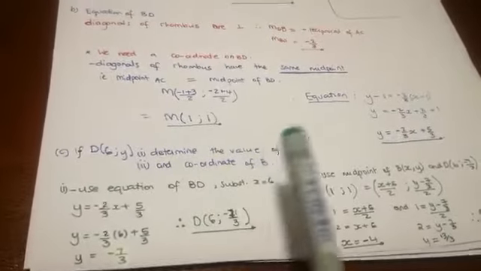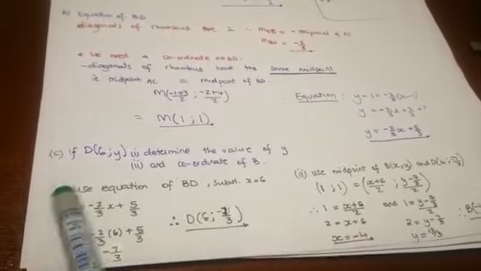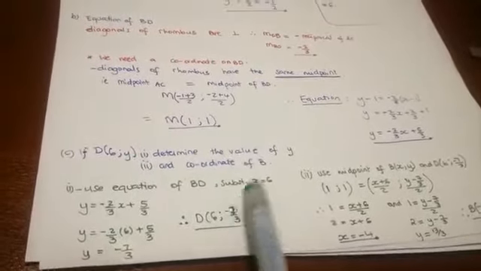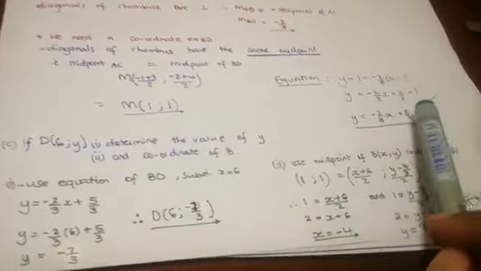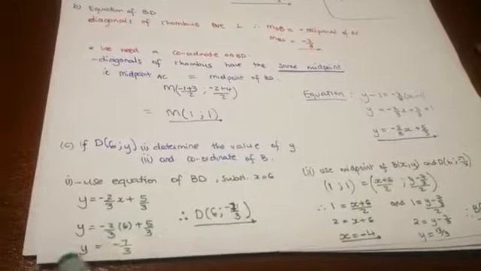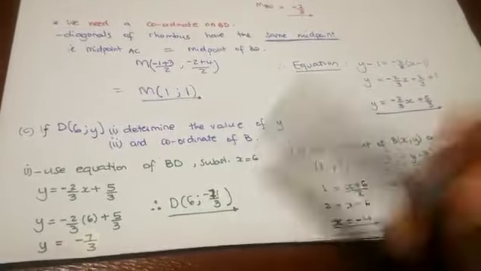Okay, then C, it says determine, you are given that D is (6, y), determine the value of y, and then the coordinate of B. Okay, so to find the y coordinate here, we use the equation of BD that we have calculated, and then you substitute x equals 6. So y comes out as negative 7/3, and then you can rewrite the coordinate like that.